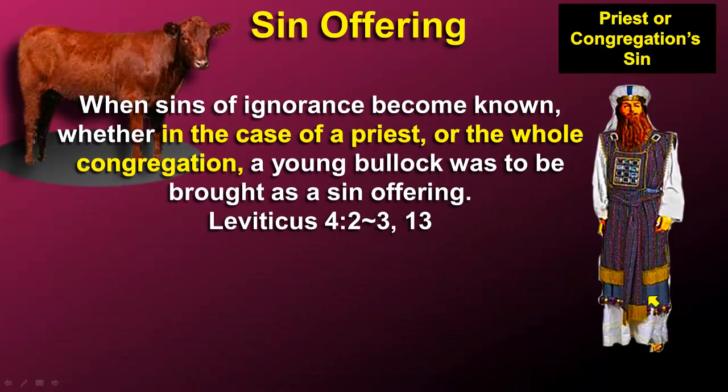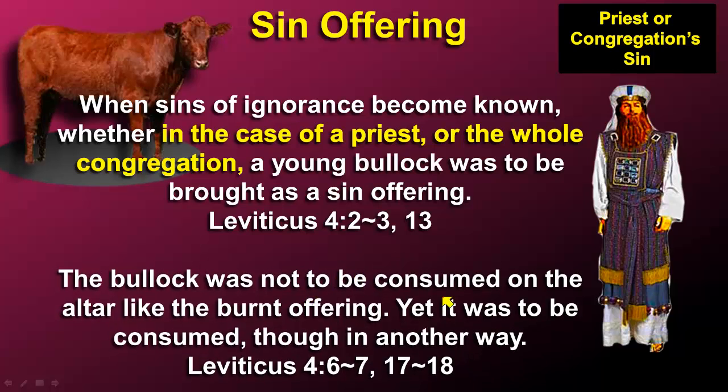Now, the sin offering for the high priest, which is illustrated here, or the congregation in general. Sometimes the congregation, the entire nation, would sin against God. So this is how they would get atonement. When the sins of ignorance become known, whether in the case of a priest or the whole congregation, a young bullock was to be brought as a sin offering. So the bullock was not to be consumed on the altar like the burnt offering, yet it was to be consumed, though in a different way.